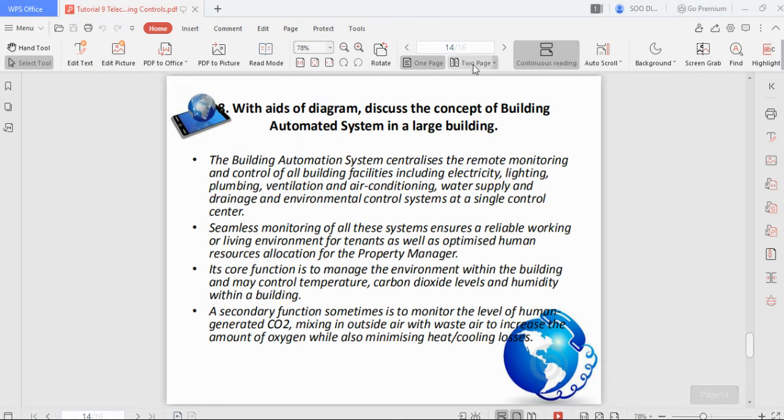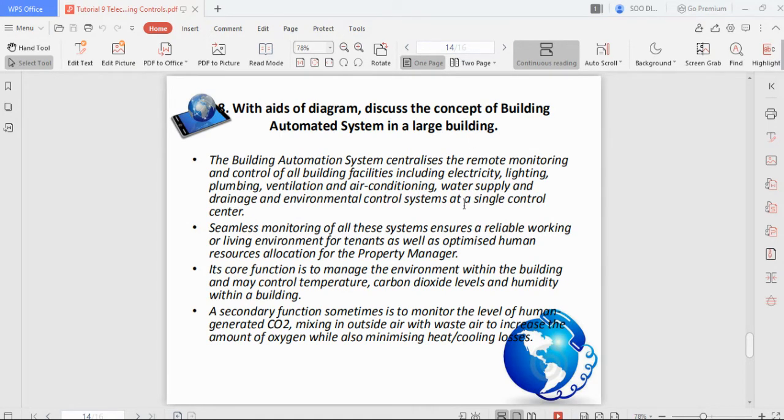Okay, so this is the last question. With the aid of a diagram, discuss the concept of a building automation system in a large building. So a BAS is essentially remote monitoring and control of all the building facilities. It's basically a one-stop center to control all the electricity, lighting, plumbing, ventilation, air conditioning, water supply, drainage, and any environment control system in a single control center.